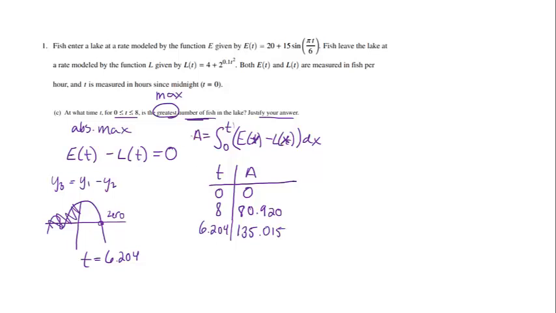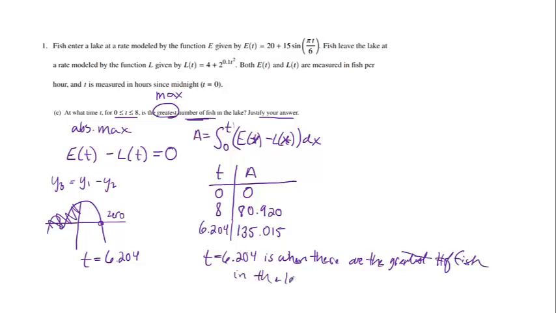And then from here, if I want the greatest number of fish, it just said at what time t is the greatest number of fish in the lake, that would then be at t equals 6.204 is when there are the greatest number of fish in the lake.